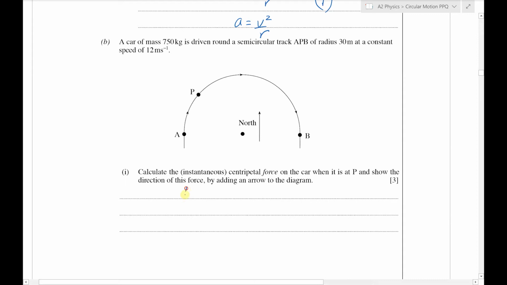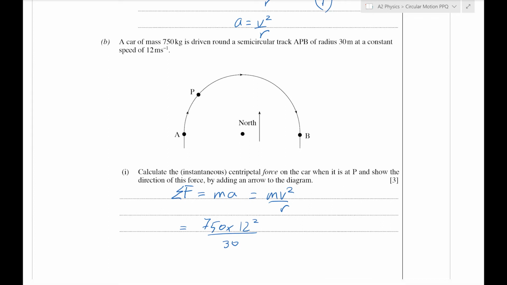Well, centripetal force is the resultant force towards the centre of the circle, so we can simply apply Newton's second law or simply use the formula given in the data books that the centripetal force is mv squared over r. So if we plug in the figures, we have 750 times 12 squared over the radius of the track of 30. So let me just quickly put that into the calculator. And we end up with 3,600 newtons.